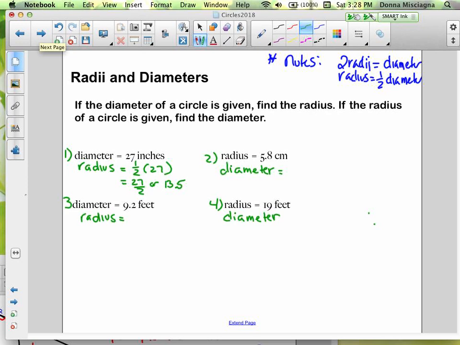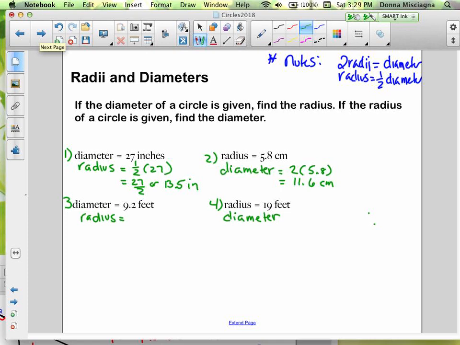Here in the second one, the radius is 5.8 centimeters. The diameter is always twice the radius, so the diameter is going to be 2 times 5.8. Oh, and I forgot to put the units of measure there. By the way, if you didn't put the units, it's all right. We should get into the habit of that if we have units. So the diameter is 2 times 5.8, or 11.6 centimeters.